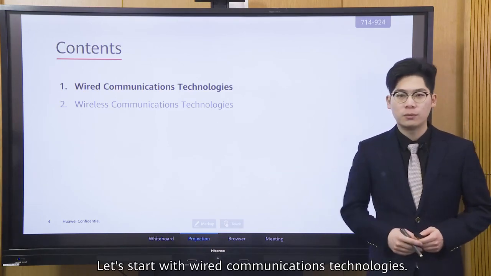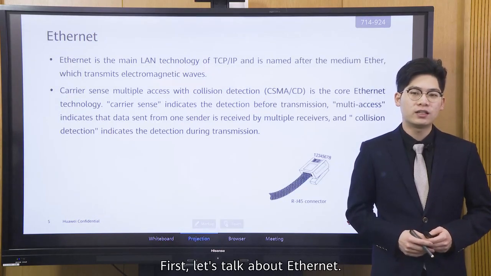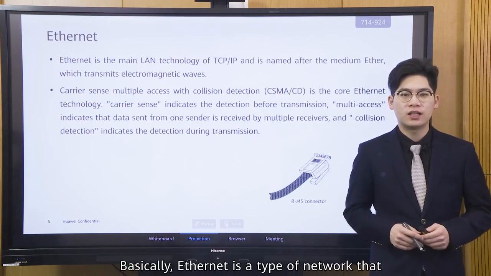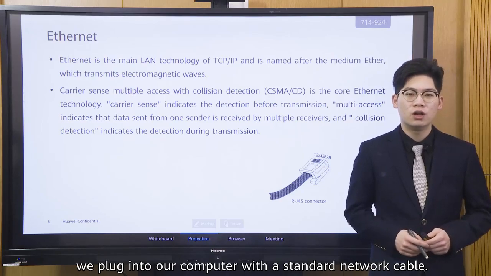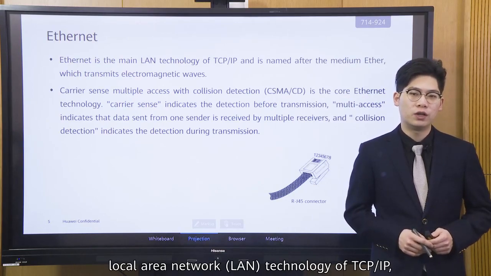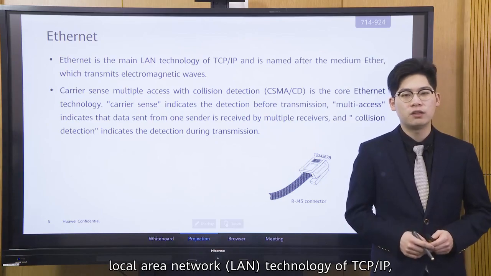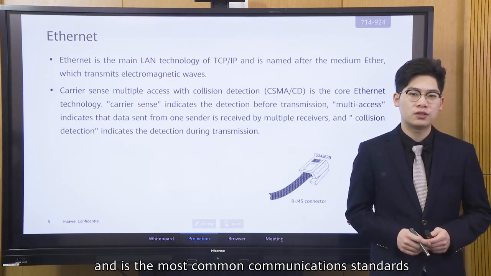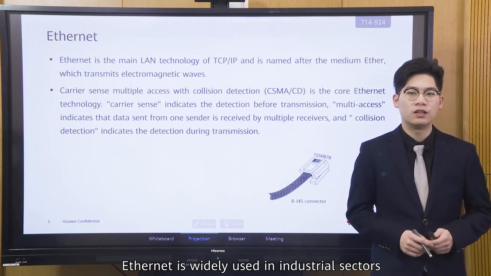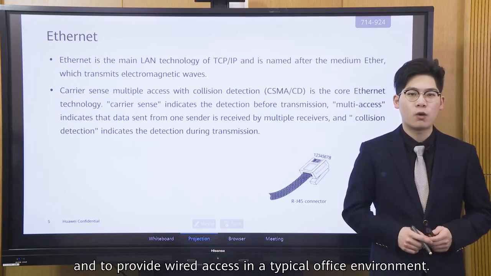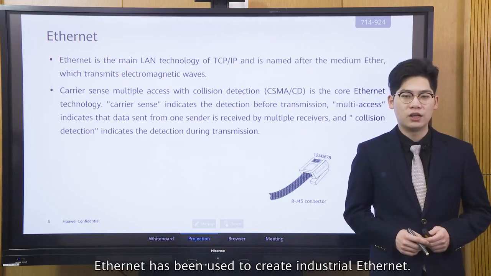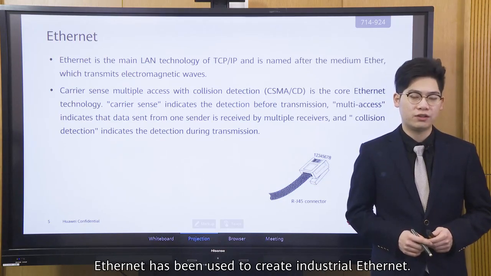Let's start with the wired communications technologies. First, let's talk about Ethernet. All of us are familiar with Ethernet. Basically, Ethernet is a type of network that we plug into our computer with a standard network cable. Ethernet is a main local area network, which is LAN technology of TCP/IP, and is the most common communication standard used in the current LAN. In the IoT field, Ethernet is widely used in industrial sectors and to provide wide access in a typical office environment. Thanks to its low cost, Ethernet has been used to create industrial Ethernet.